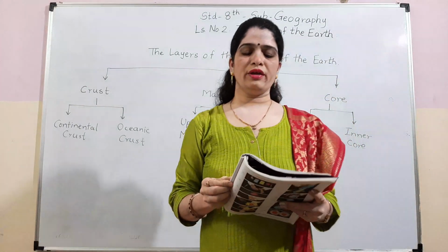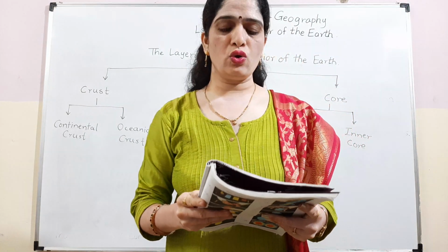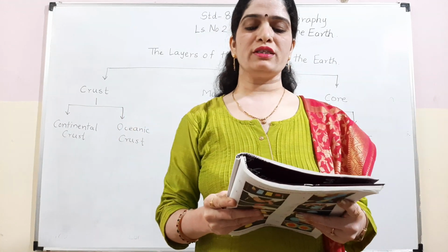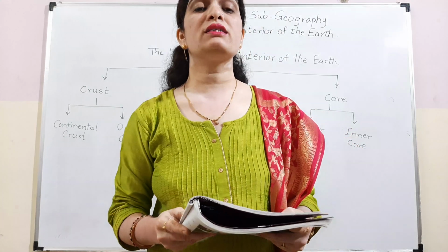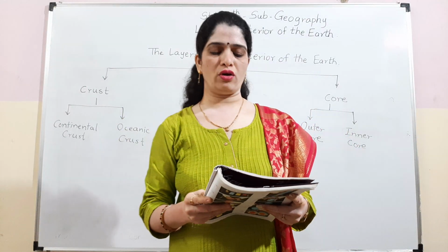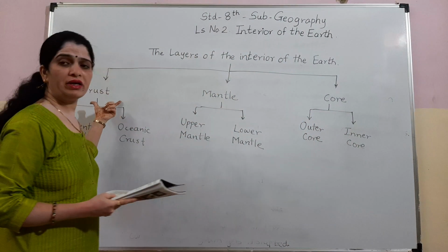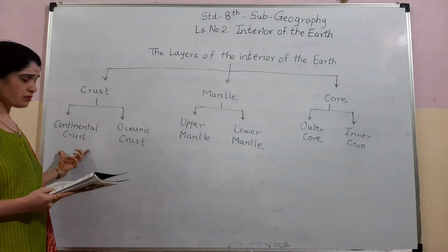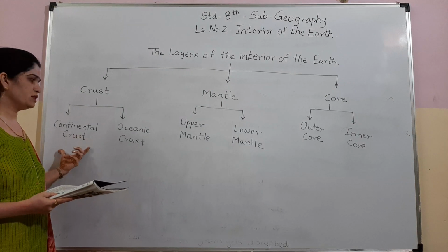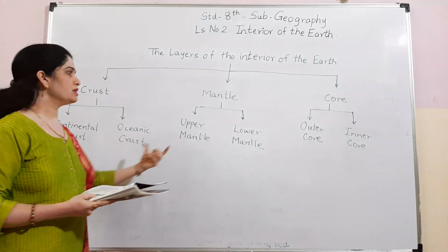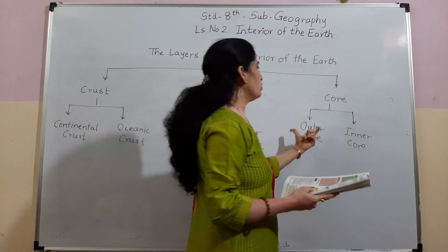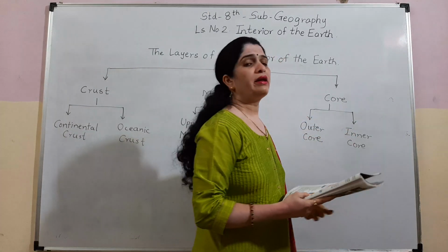So, while going from the earth's surface to its core, major changes occur in the temperature and density. With respect to these 2 elements, the earth's interior can be divided into the following layers, and the layers are nothing but crust, mantle and core. Crust is again subdivided into 2 parts, that is continental crust and oceanic crust. Mantle is divided into upper mantle and lower mantle, and core is divided into outer core and inner core.